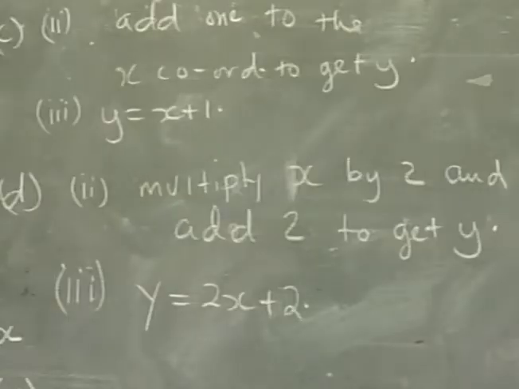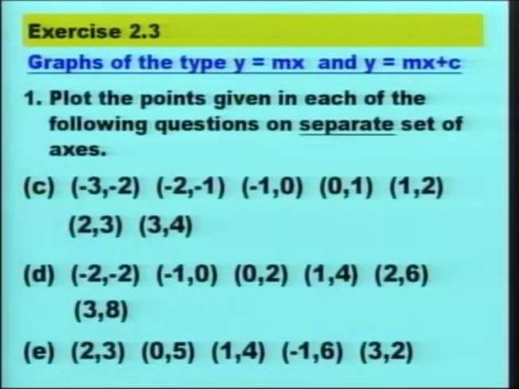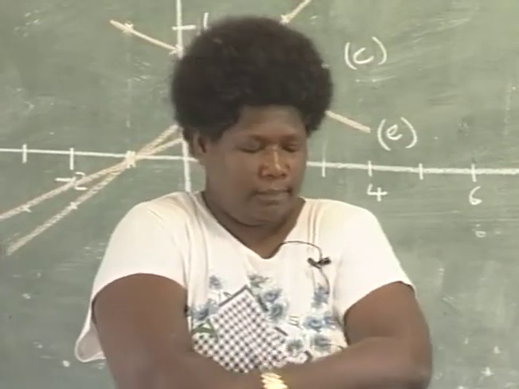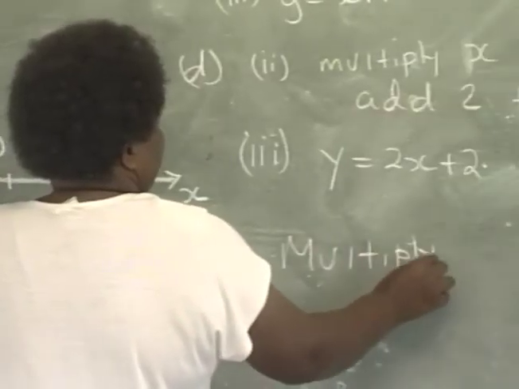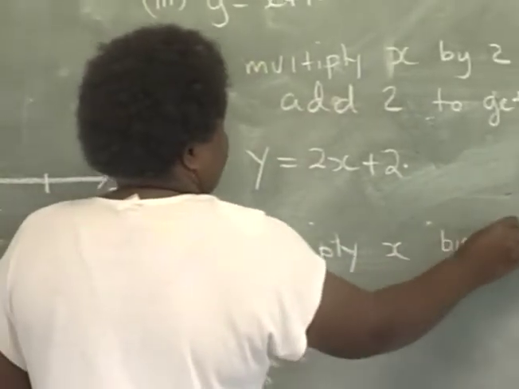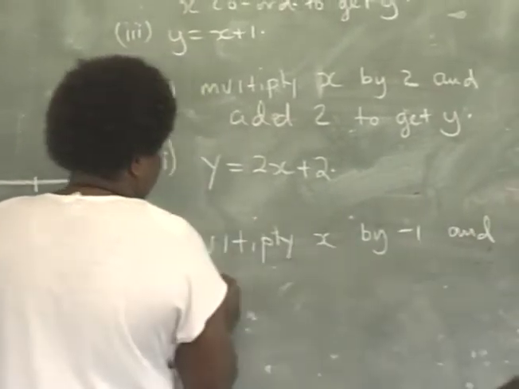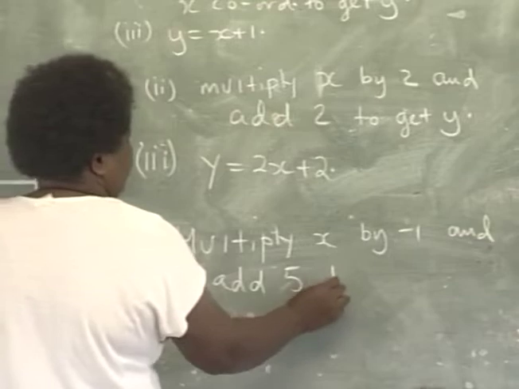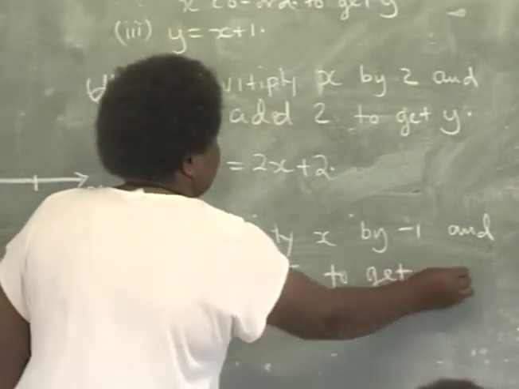All right, let's now have a look at the coordinates for line E: 2, 3; 0, 5; 1, 4; -1, 6; and 3, 2. Yes, Daniel? Multiply by -1 and add 5. Multiply x by -1 and add 5 to get the y coordinate.